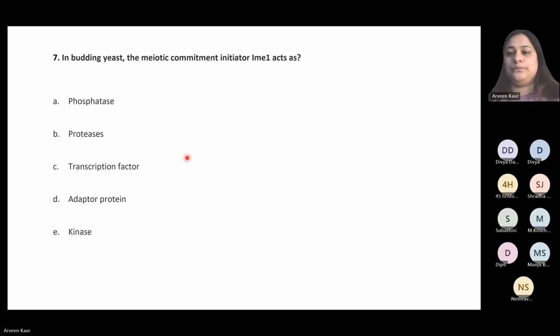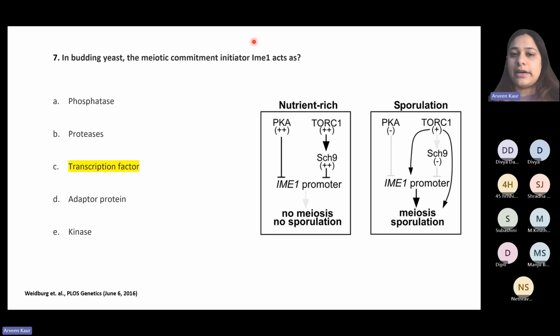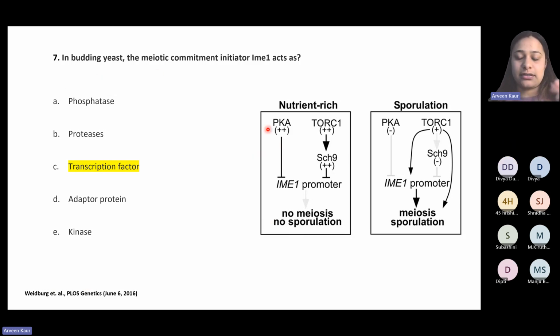Transcription factor, ma'am. Yeah, so that is actually correct. So, IME1 helps in commitment to meiosis by acting as a transcription factor, right? Like we had discussed, I would request you to omit the unnecessary. I have not modified this particular representation that I have picked up from this paper by Wiedberg et al. from PLOS Genetics, right? Over here, we will just look at what is necessary for us, right?